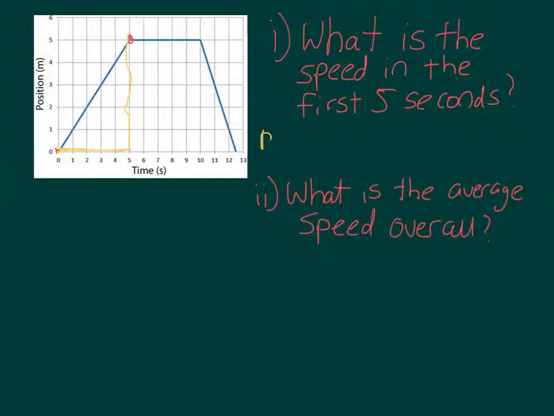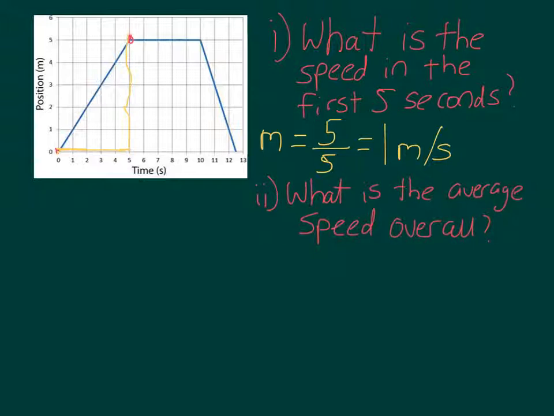So m, the gradient, is rise, which is 5, over run, which is also 5. And hopefully you all know 5 divided by 5 is 1. Now, because the y-axis was in meters, position in meters, it's 1 meter, and because the x-axis was in seconds, it's per second. So 1 meter per second. In other words, in the first 5 seconds, every second that ticked by, we travelled 1 meter.